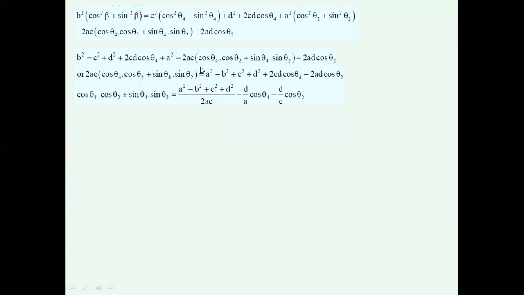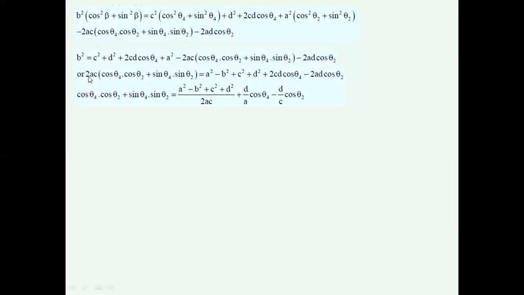Now I will rearrange this. I will keep 2 times AC, this entire term, towards the left-hand side. So 2 times AC, cos theta 4 into cos theta 2 plus sin theta 4 into sin theta 2, which is equal to, so this term we are sending towards the left-hand side. You send b square to this side, so it becomes a square minus b square plus c square plus d square plus 2 times CD cos theta 4 minus 2 times AD cos theta 2.